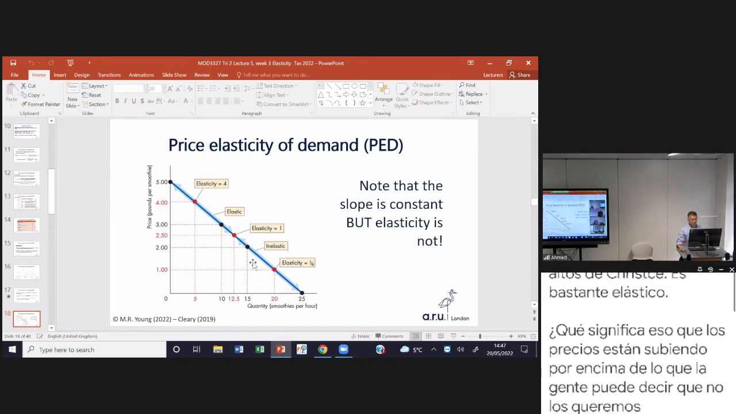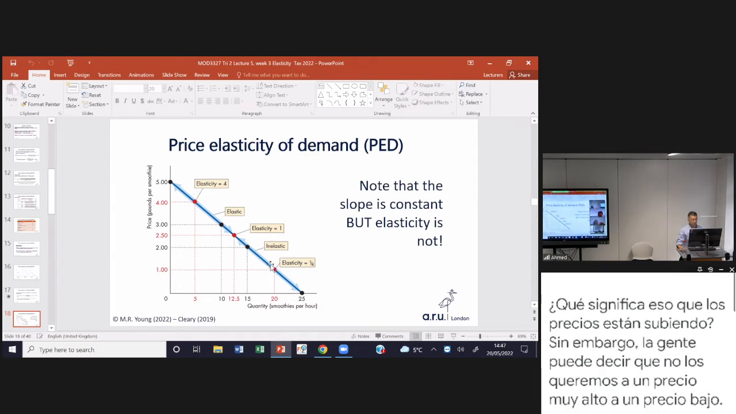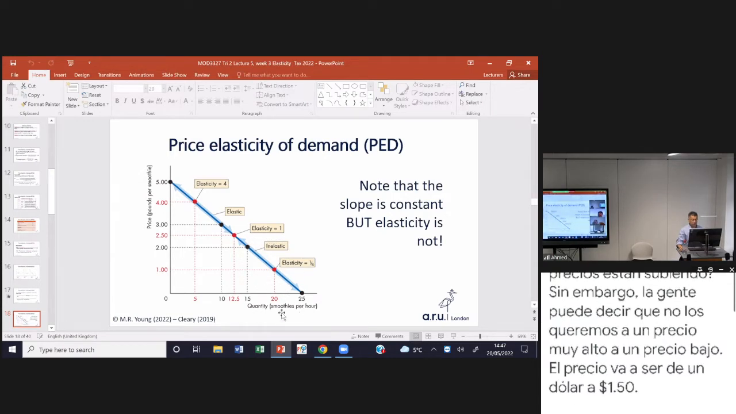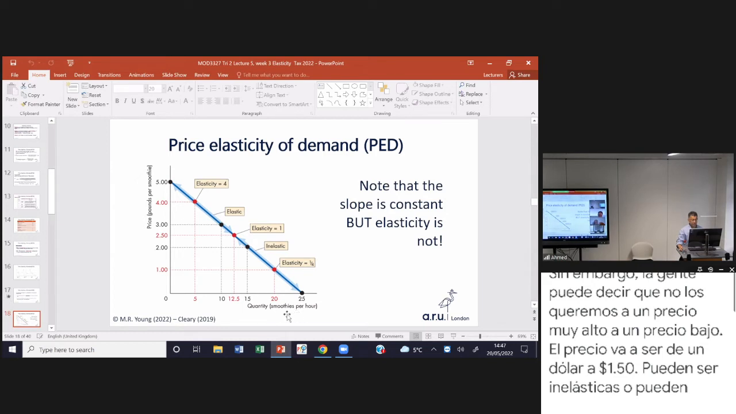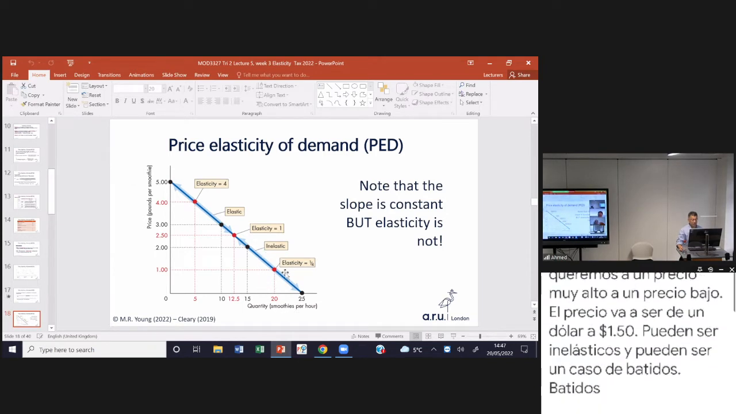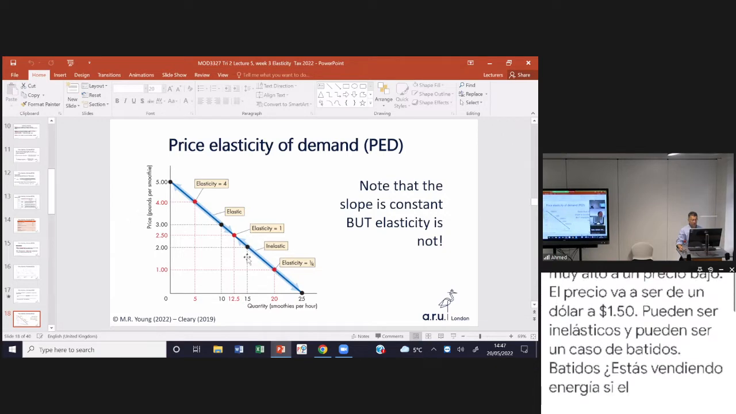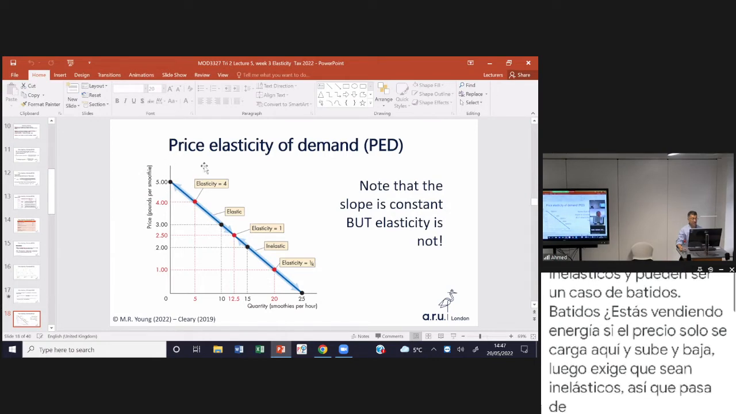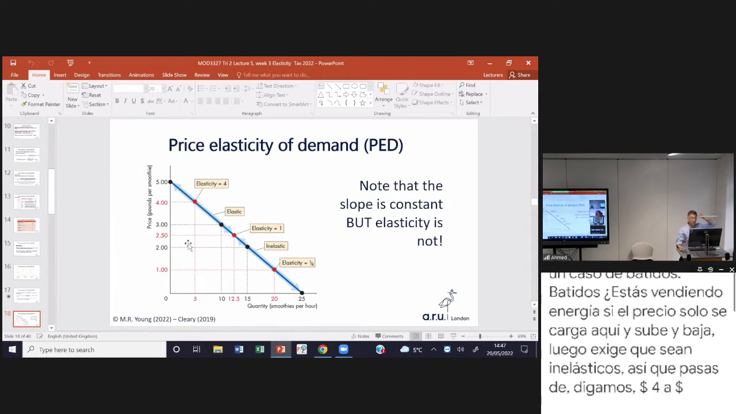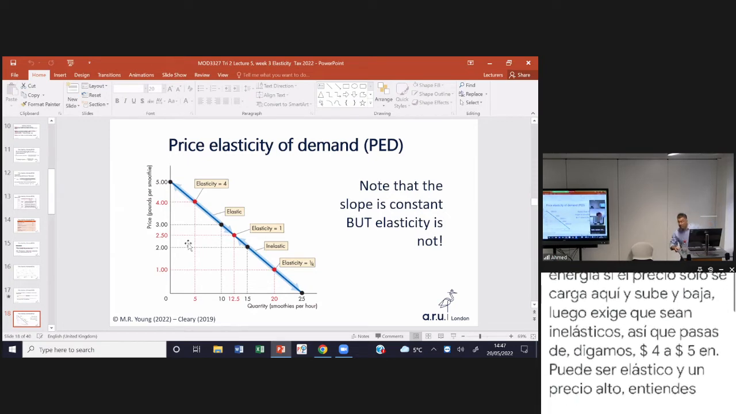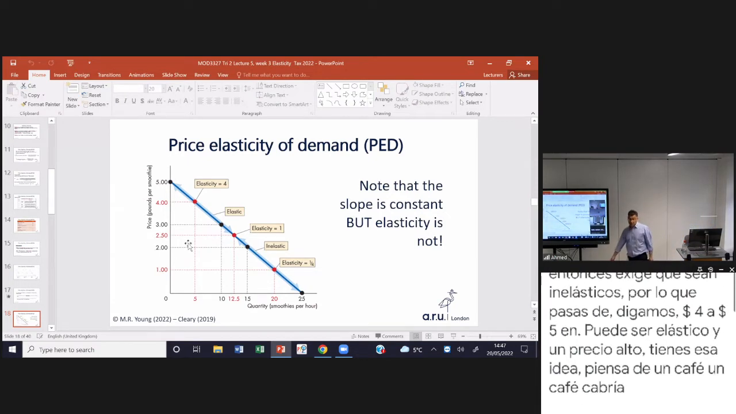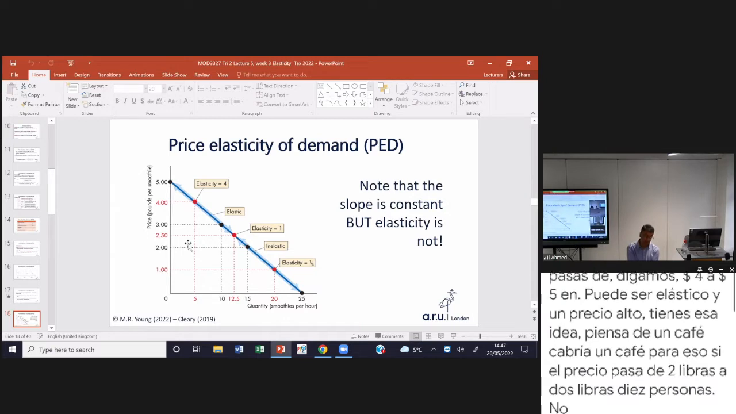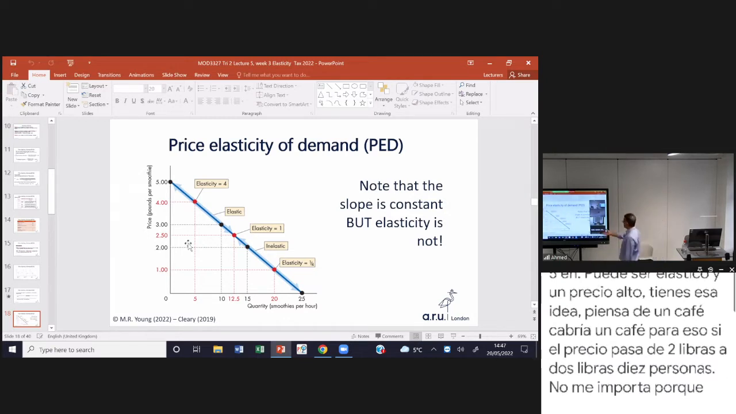At a low price though, if the price is going from $1 to $1.50, they can be inelastic. For smoothies, how many smoothies are you selling per hour? If the price is low and it's going up and down, then demand may be inelastic. But if you go from, let's say, $4 to $5, it may be elastic at a high price. You get that idea? Think of a coffee. If the price goes from £2 to £2.10, people might not care. If it goes from £3 to £4, they might care a lot. So that's the kind of idea we're trying to get across there.